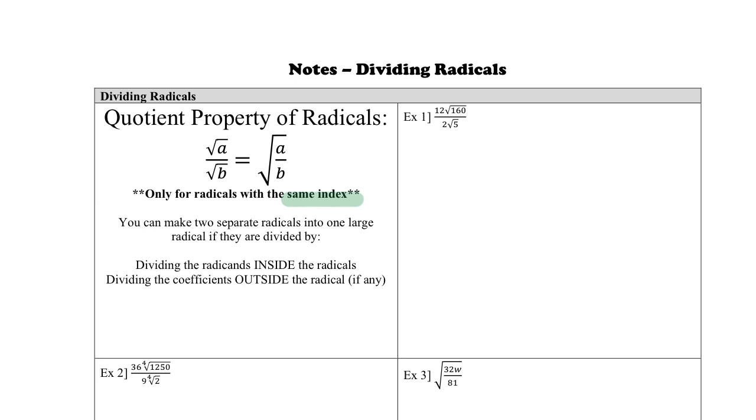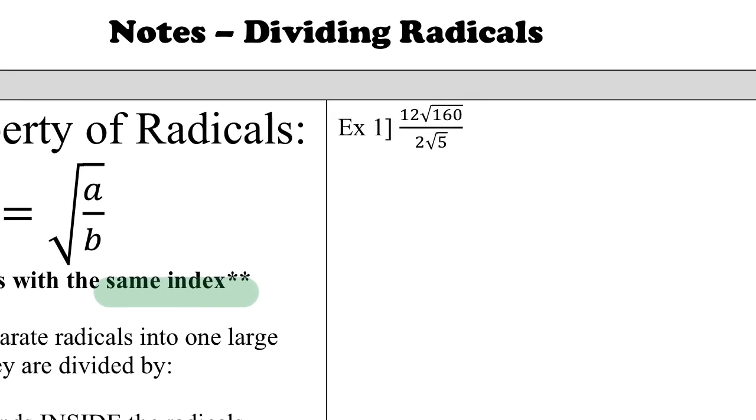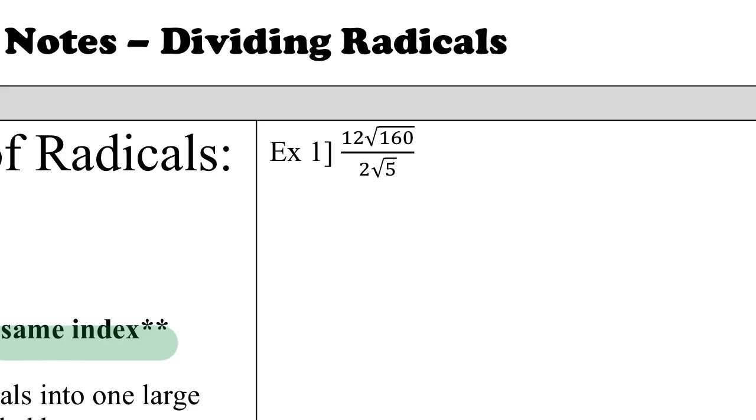So you're going to divide the radicands inside, so that means A and B get divided, and then you're going to divide any coefficients outside if you have them. So this is a way to simplify when you have a division of square roots or cube roots. We're going to focus mainly on square roots. So for example 1, 12 times the square root of 160 divided by 2 times the square root of 5.